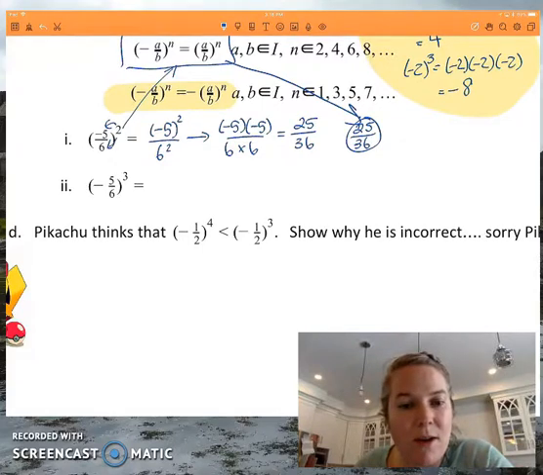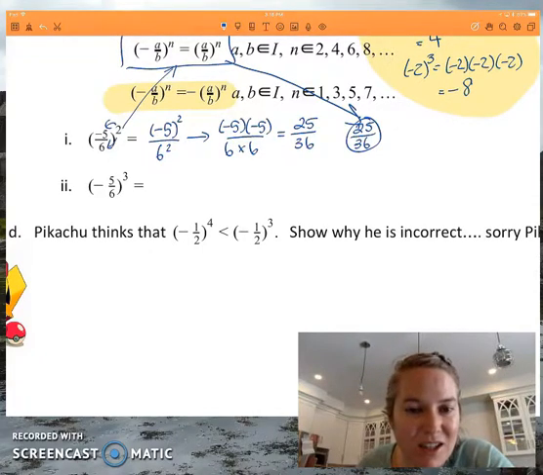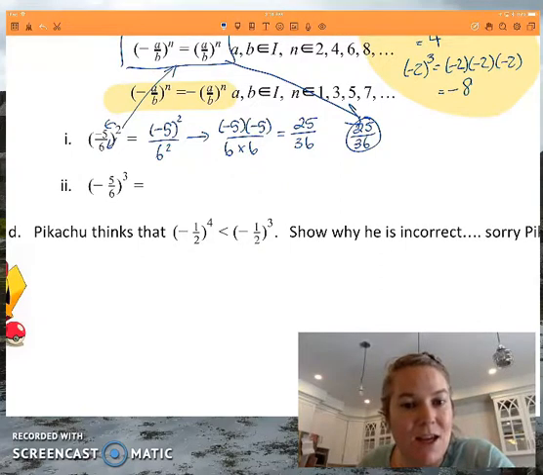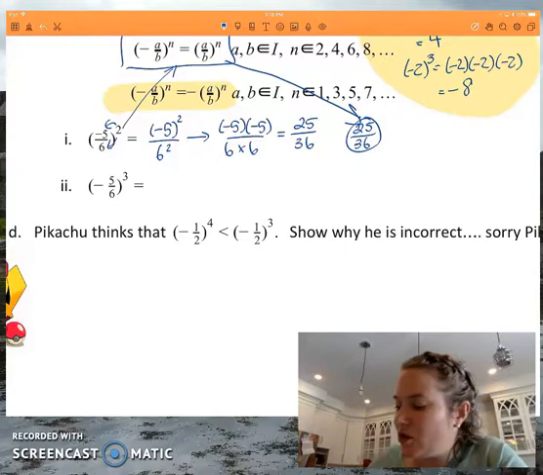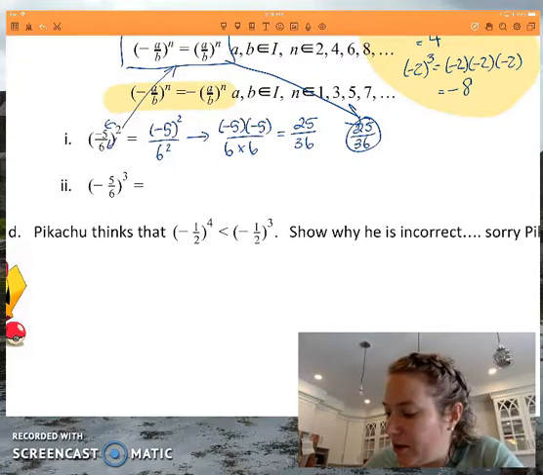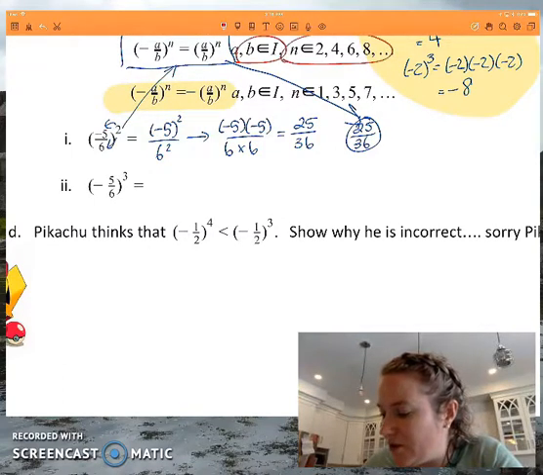Okay, so if we have a negative within the brackets raised to an odd exponent, then it just becomes negative and we treat the rational number like we would anyway. So the whole answer is going to be negative. So now, I'm not sure if you've ever seen this notation before.